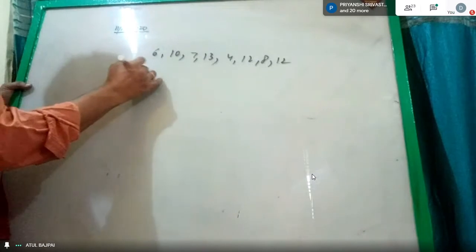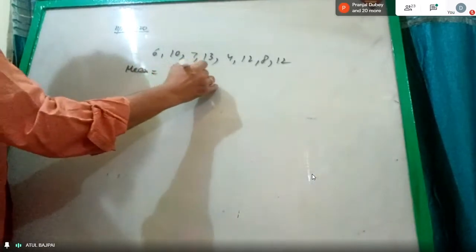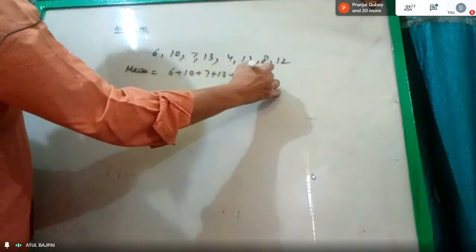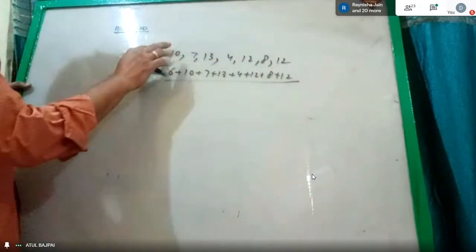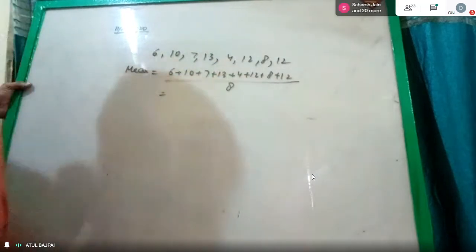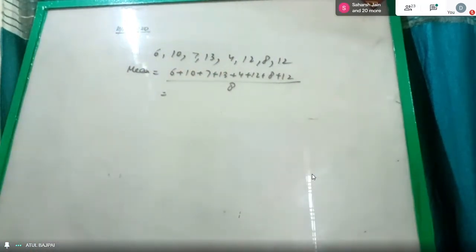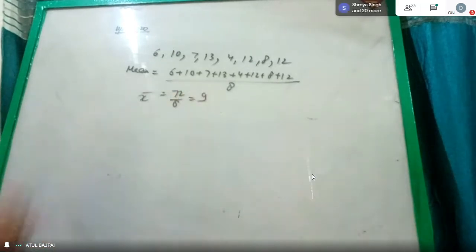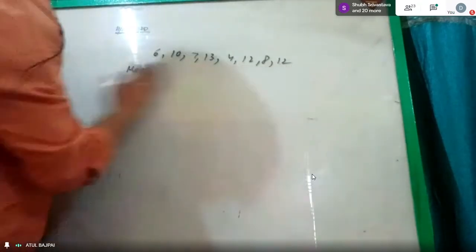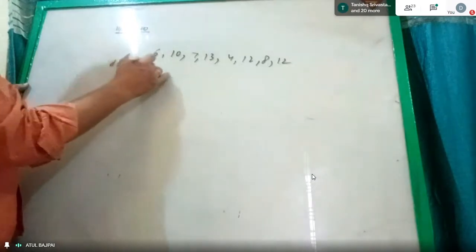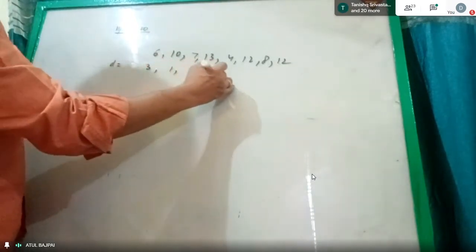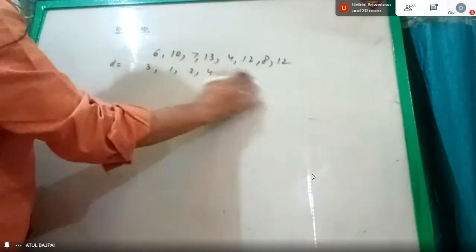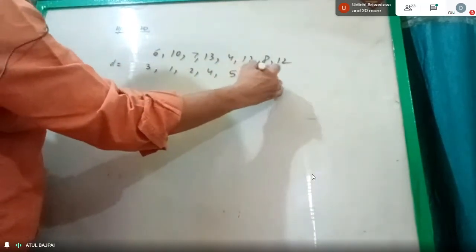Let us find the mean first. 6 plus 10 plus 7 plus 13 plus 4 plus 12 plus 8 plus 12, divided by the total number of observations, 8. Tell the mean. Sir, 72 by 8, 9. 72 by 8 is 9. This is x bar. Now let us find the deviations. 9 was the answer. So we get 3 over here, 1, 2, 4, 5, and 3, 1, and 3.